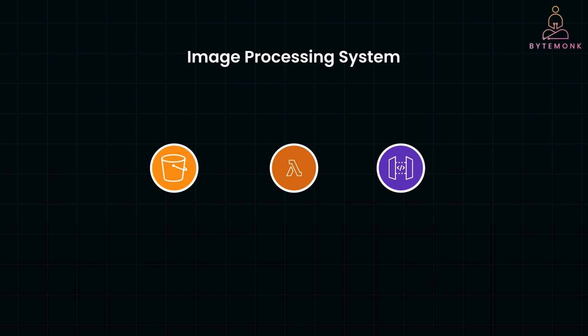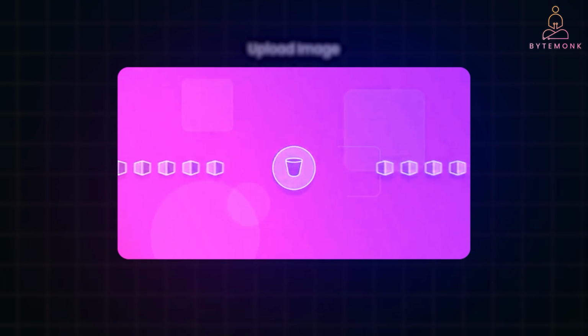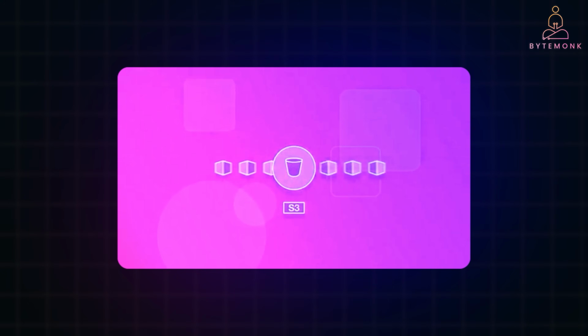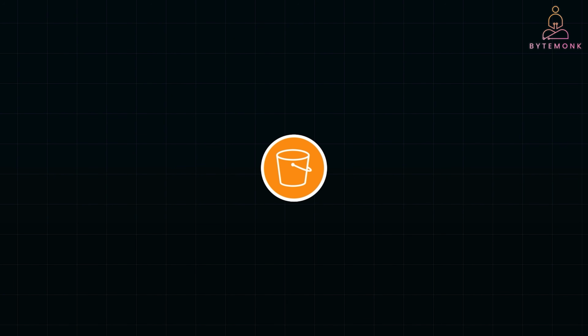The first component of our system is AWS S3, where users will upload their images. AWS S3, or Simple Storage Service, is a scalable cloud storage service used to store any kind of data. It's perfect for storing things like files, images, and backups. Files in S3 are organized in buckets, which are like directories or folders that help organize and manage your data. You can store, retrieve, and manage any amount of data at any time using S3 buckets.